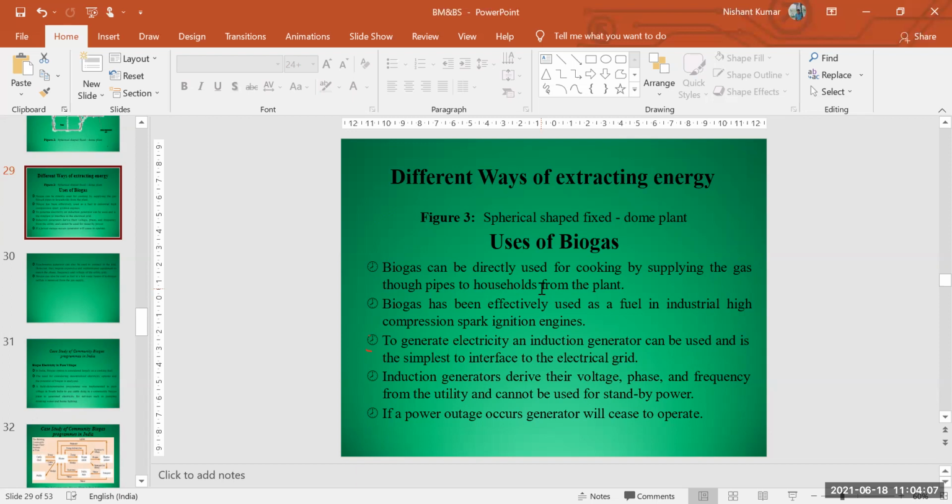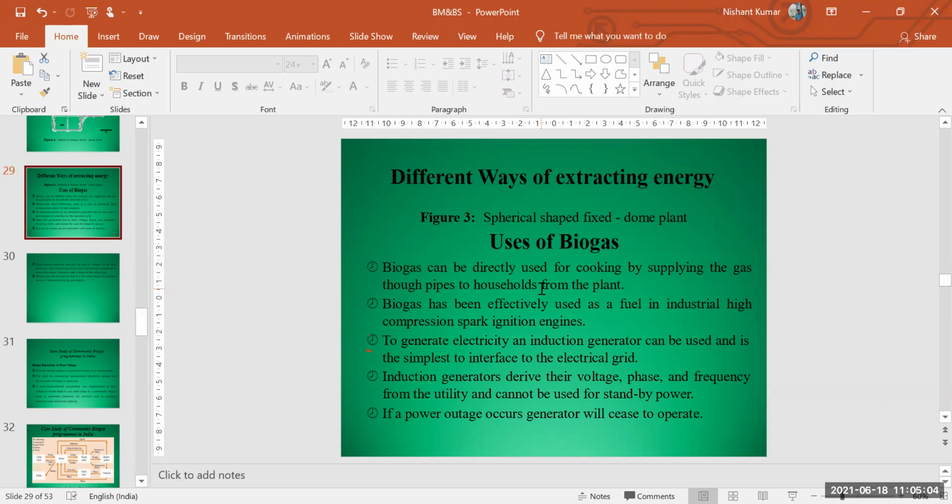It releases much less heat as well as fewer pollutants because it is already burnt. Now, biogas has been effectively used as a fuel in industrial high compression spark ignition engines to generate electricity. An induction generator can be used and is the simplest to interface to the electrical grid. Induction generators derive their voltage, phase, and frequency from the utility and cannot be used for standby power. So you could conclude that you could use induction generators to produce electricity from biogas.